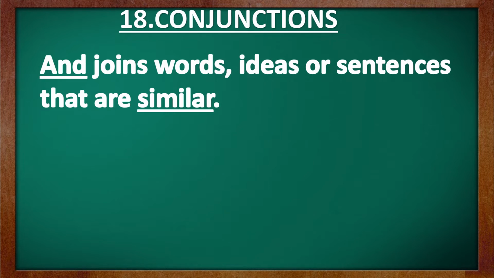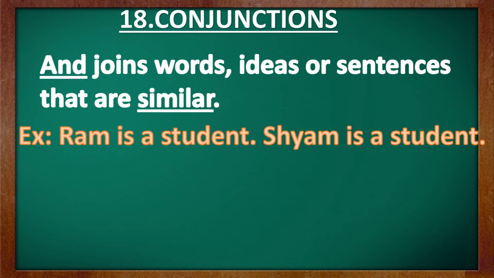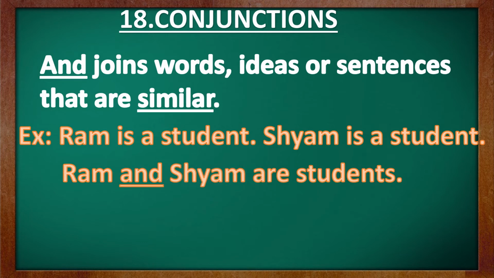Let us understand this with the help of an example. Ram is a student, Sham is a student. Here both are two different sentences. Both the sentences can be joined with the help of and. Ram and Sham are students.